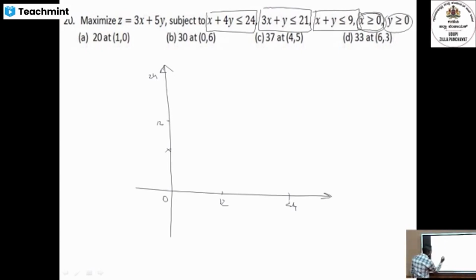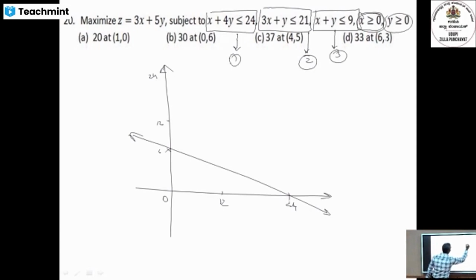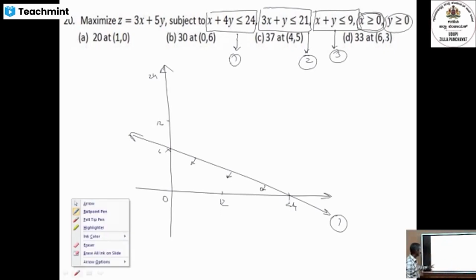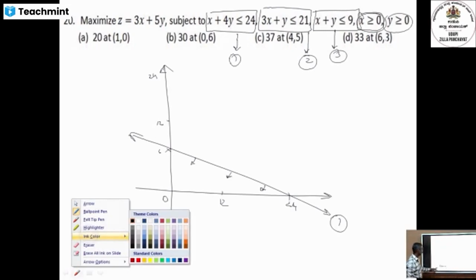What happened now? This is 6. The line connecting 6 and 24. So this is the first inequality, second inequality, third inequality. The fourth and fifth ones are these only. So this is the first inequality. Which side is the solution? Putting 0, 0 less than or equal to 24 is true. Therefore your shading will be towards the origin. Only the first quadrant. Now let us come to the second one.